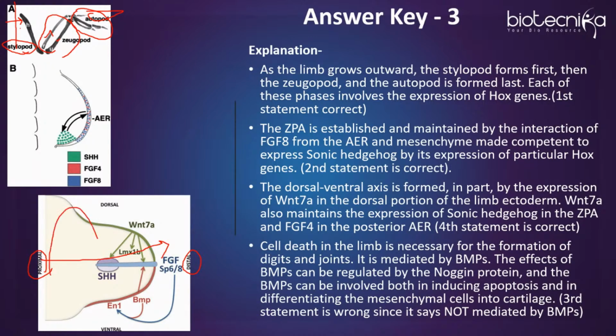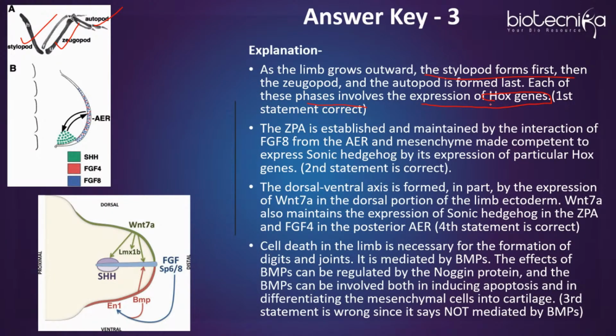So which parts will form first? The proximal parts will form first, then the distal parts. So as the limb outgrows, yes, the stylopod will be formed first, then zygopod, then autopod. This is the correct statement. And these are controlled by expression of some Hox genes. We will come to that.